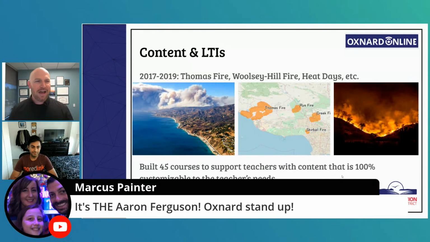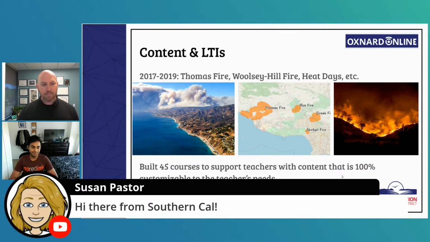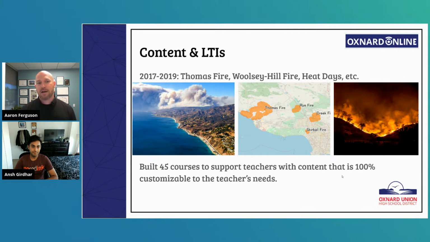Yeah, thank you, Marcus. All right, so a little bit of context, right? I don't want to say that we had any kind of preparation for this past year, but I will say that we were hit by some pretty catastrophic events in 2017, 2018, and 2019 with the Thomas Fire, Woolsey Fire. Again, we're about an hour north of Los Angeles, Malibu region, Ventura region, and we started losing instructional days, and it was hard. It was hard on our community. Heat days, smoke days, fire.